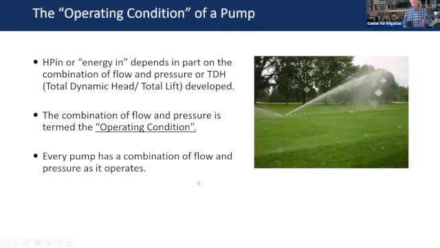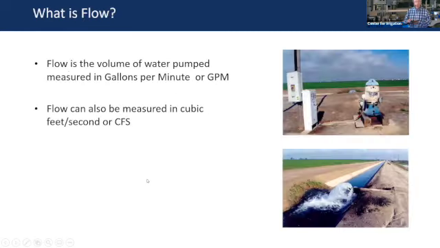So sometimes you have more flow and less pressure. Sometimes you have more pressure and less flow, but always a combination of those two things. So what is flow rate? Flow rate, we're going to talk in terms of gallons per minute. Here's a picture of that pump I showed earlier, dumping the water in the canal. How many gallons per minute are coming out of there?